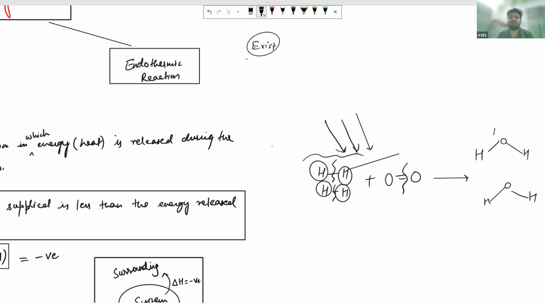And when new bonds are formed, then energy is released. It is like a business. For example, you are investing some money in a business. It is your investment, and if you are getting more money from the amount that you have invested, you are getting more profit. You are getting more money, so that you will be in the profit.